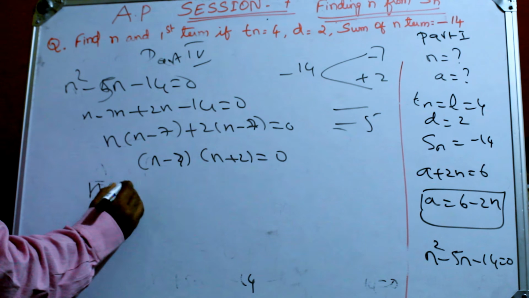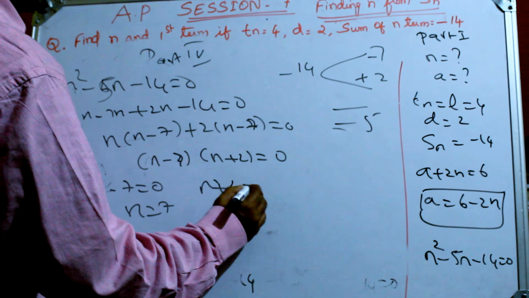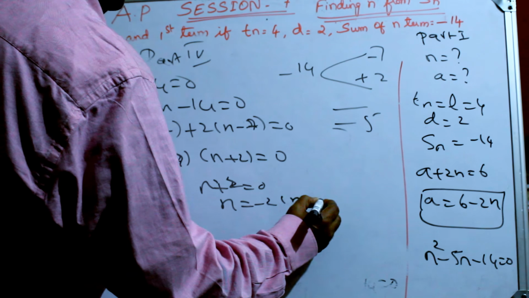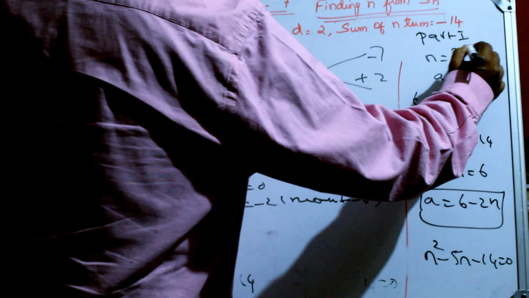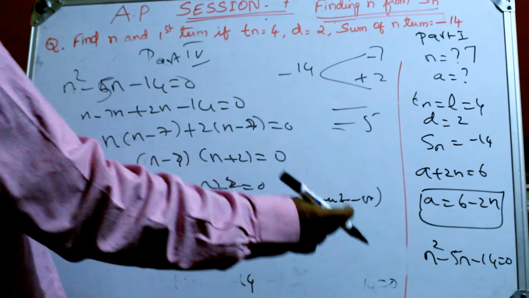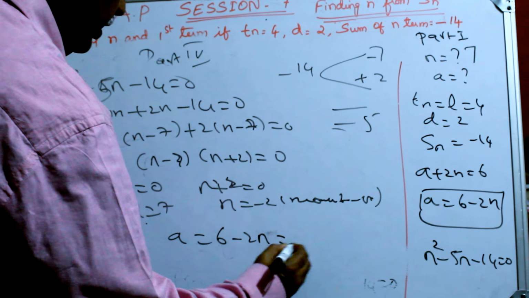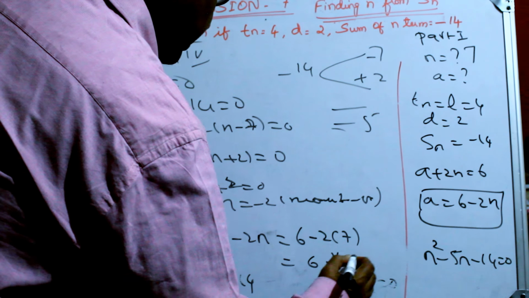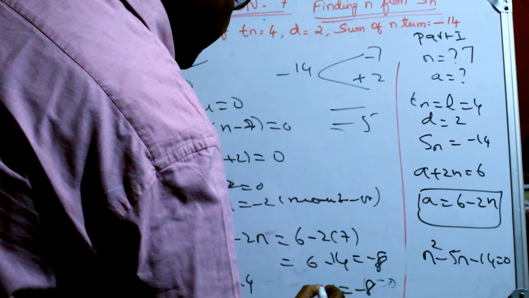When you split, you get n minus 7 equal to 0, n equal to 7; n plus 2 equal to 0, n is equal to minus 2. N cannot be negative. So you get n is equal to 7. So you can put n equal to 7. If you want to find a, you can put a equal to 6 minus 2n, which is 6 minus 2 into 7, 6 minus 14, which is equal to minus 8. So you get a is equal to minus 8.